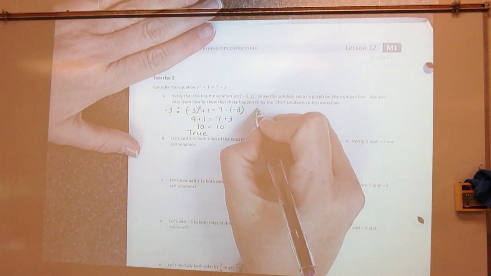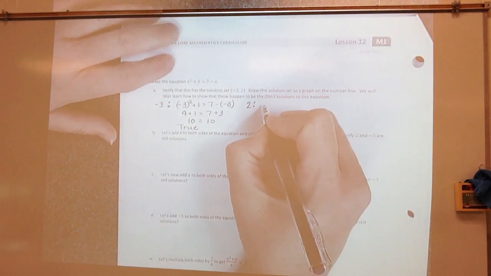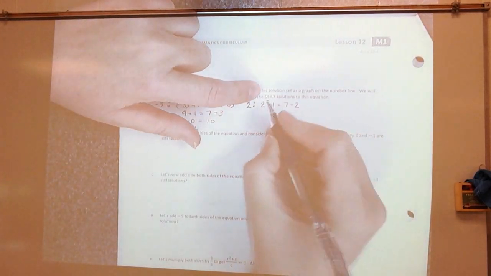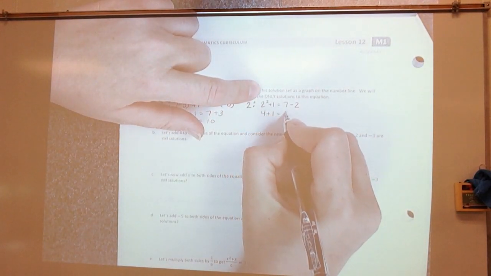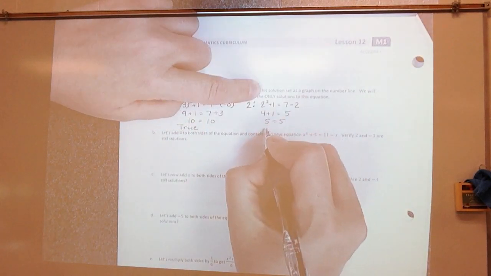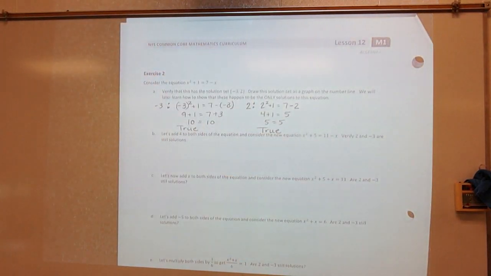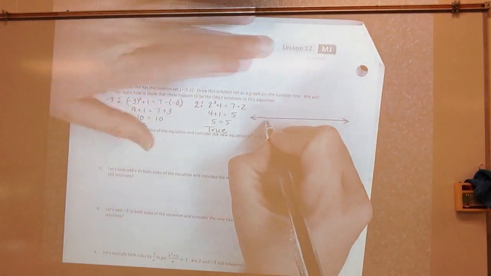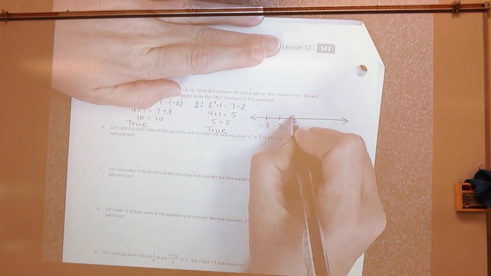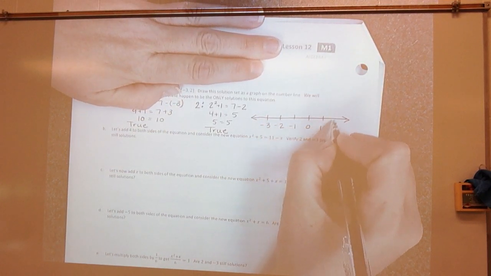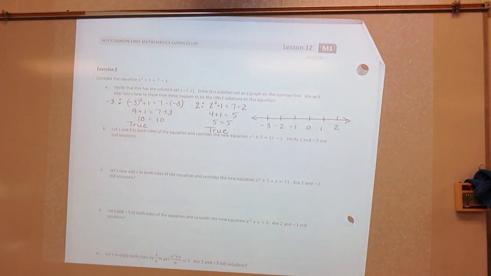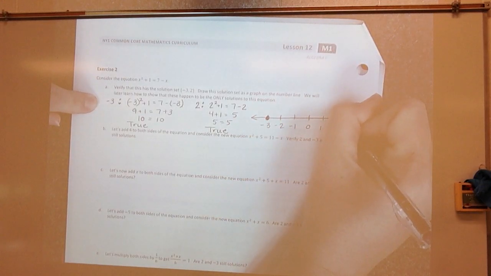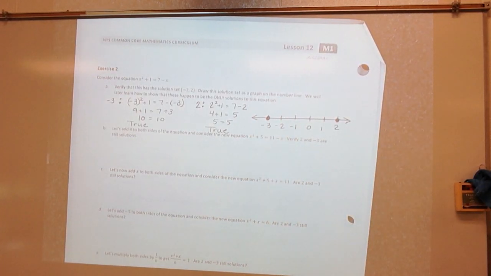Let's verify that 2 is a solution. 2 squared plus 1 is equal to 7 minus 2. 2 squared is 4 plus 1 is 5. 5 is equal to 5, so that is true. It says graph it on a number line. Since these are the only solutions I have, I'm just going to put my 2 dots on the number line, one at negative 3 and one at 2.